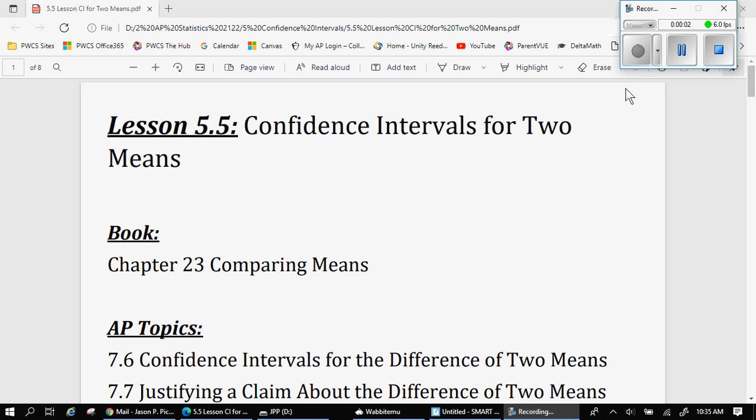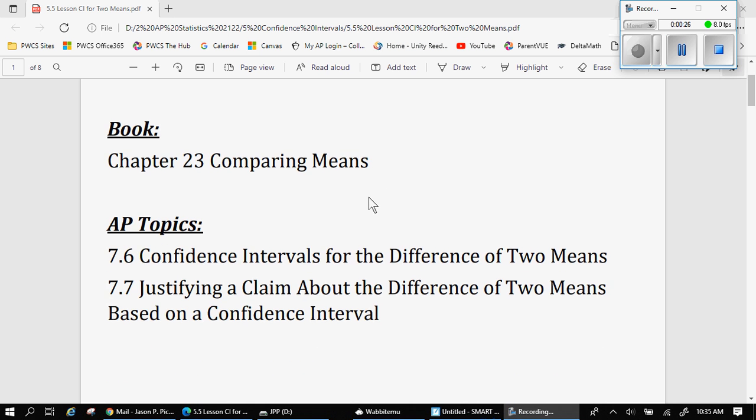Hey all, today we're going to continue on our journey through confidence intervals. So far we've talked about confidence intervals for proportions, for two proportions, and for sample means. And so today we are going to talk about two sample means. We are going to look at two different samples, and we are going to see if we can estimate the difference in the means from those two groups.